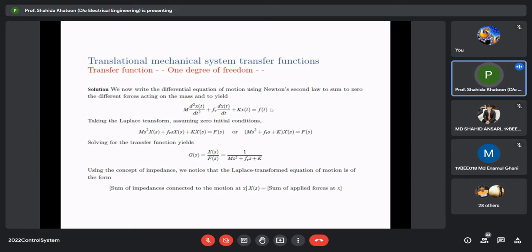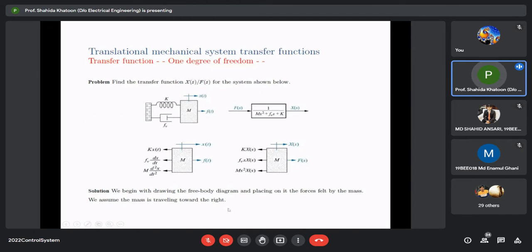I want you to take the notes. We write the differential equation of motion using Newton's second law to sum to zero the different forces acting on the mass to yield this equation. Can you see this equation? Because this is the first force from the previous free body diagram.